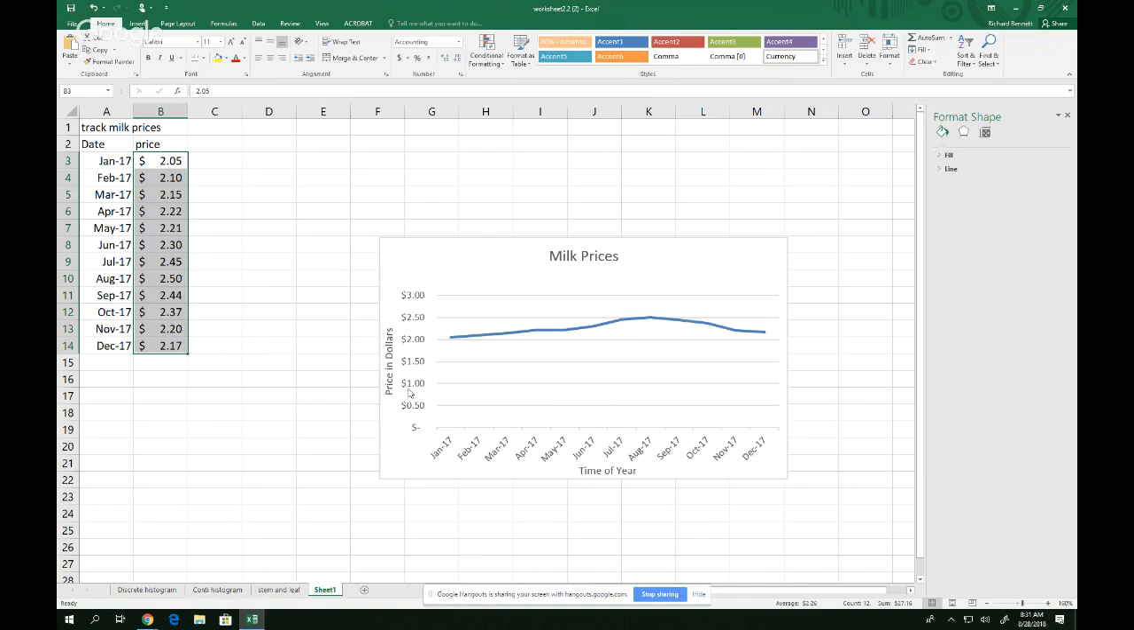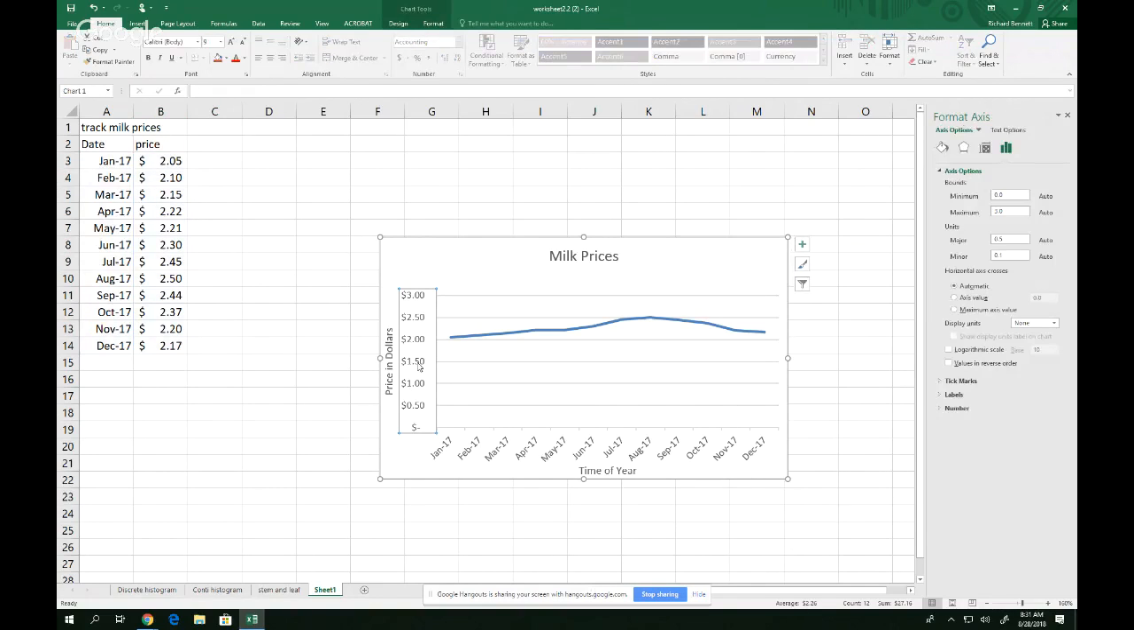Another thing that you should avoid doing, a lot of times you should start your vertical axis at zero. Now watch this. What if I changed it to $2? Now you could say, oh, look at this. We had a sharp increase from January to August, and then a sharp decrease from August to December. Okay. Now that's a good way to distort your data.